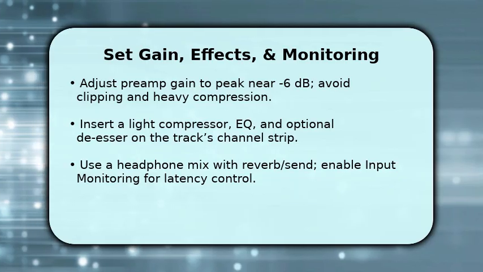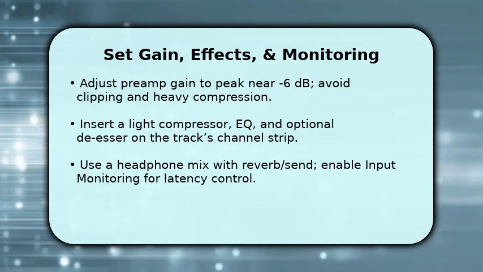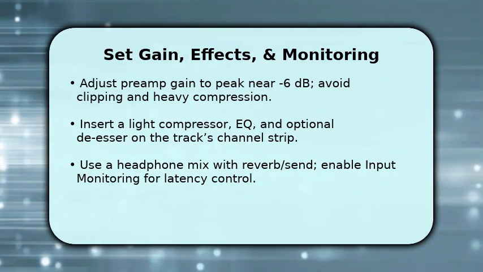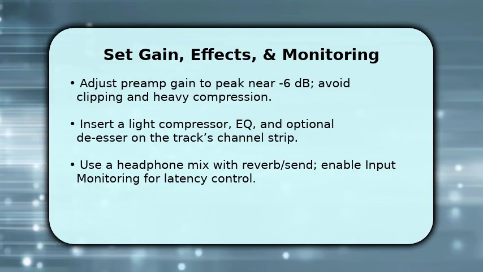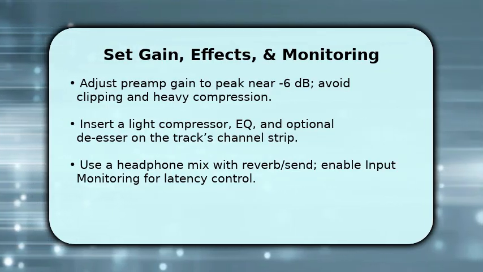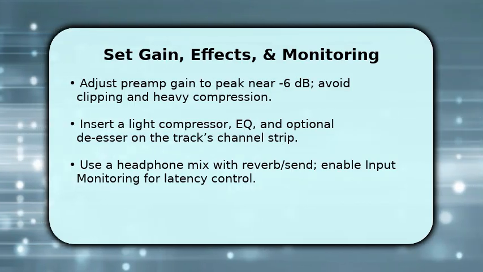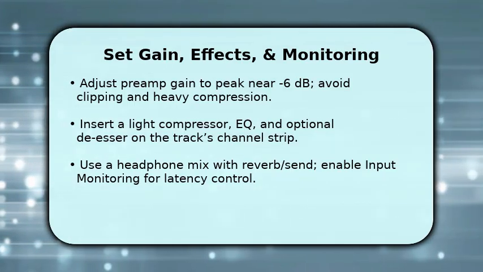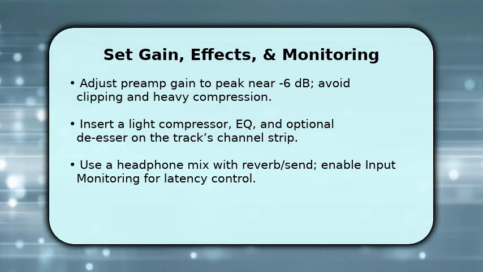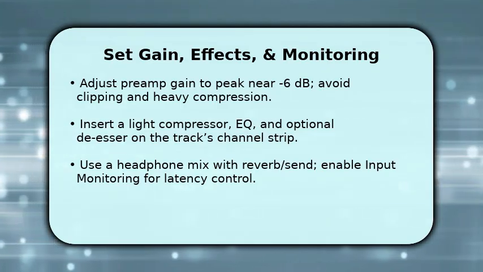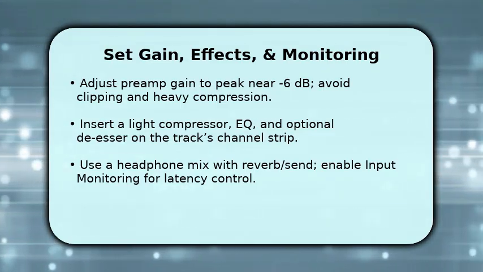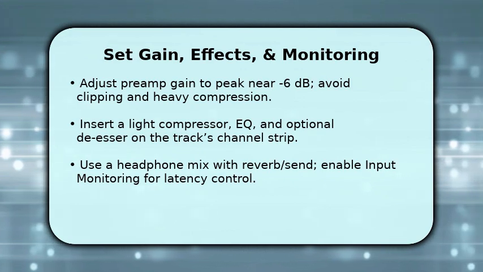Then, insert gentle processing on the channel, a light compressor to smooth dynamics, a surgical EQ to remove boxiness, and a de-esser if sibilance appears. Use an aux send for a bit of reverb in the vocalist headphones to create a comfortable performance space. Also, make sure input monitoring is active, so you hear these adjustments in real time while recording.